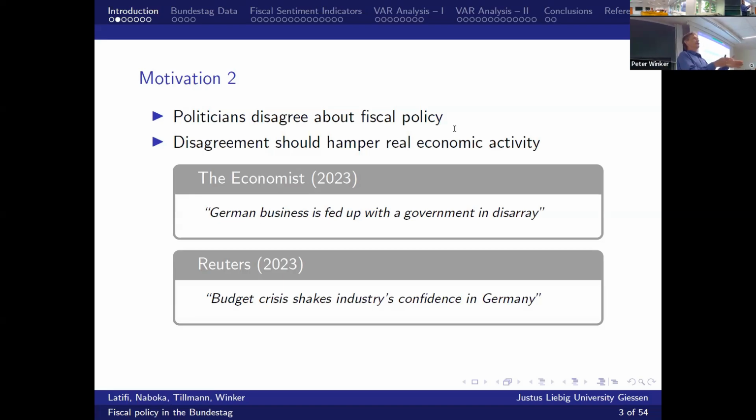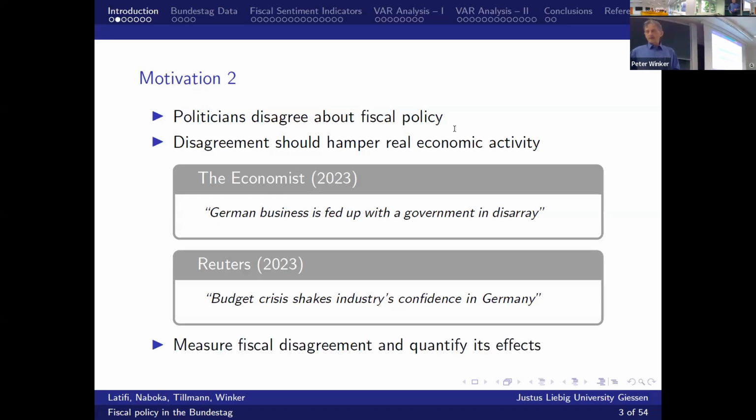The important part is the disagreement within the government, because in Germany, for the period we consider, 1970 to 2021, there have always been two parties in the government. And then the extent of disagreement between the two parties might be the cause of uncertainty outside, which then has economic consequences. And we look at both of these indicators and we'll find that it's more the disagreement within the government. And so we measure fiscal disagreement and quantify the effects. So that's the goal of the story I'm going to tell you.